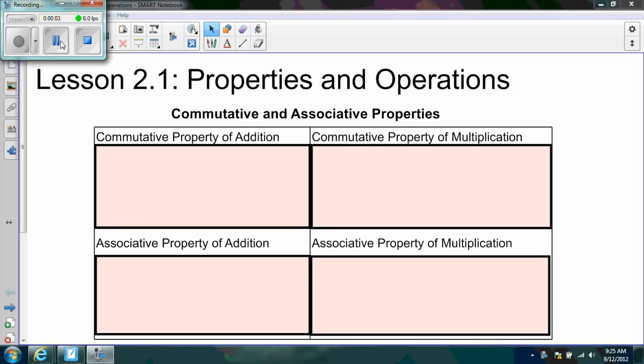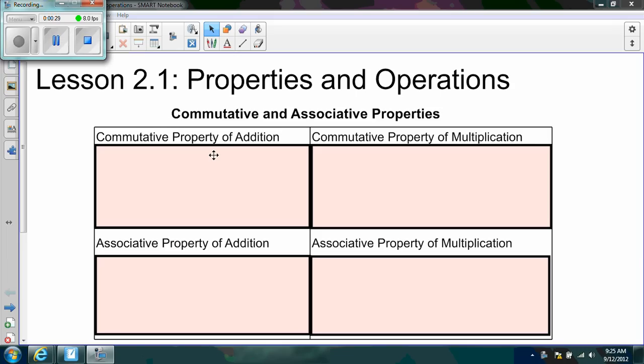So you finished chapter 1 and now we're moving on to chapter 2. The first lesson in chapter 2 is on properties and operations, and there's a lot of vocabulary for this section. But rather than write all the vocabulary out, I've kind of arranged it in a table. It may seem confusing because these are kind of bigger words and words you don't always use, but you probably have used all of these properties.